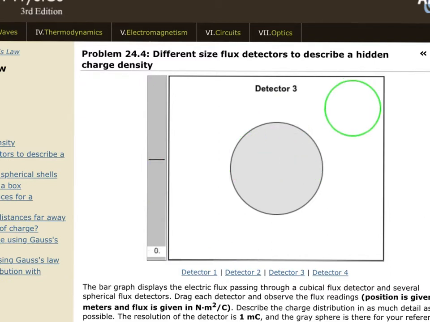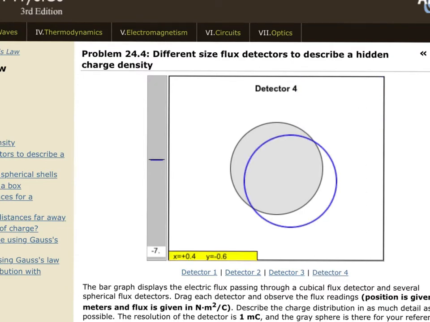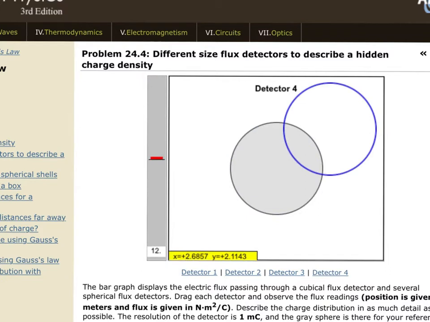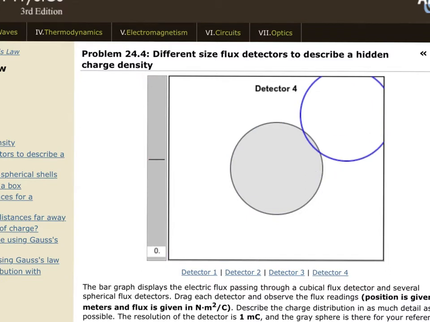Then let's go to the biggest one. And what does that tell us? That tells us if I surround the whole gray sphere, I'm getting a flux of -1, basically almost 0. Let's go back to the other detector and put it on center. -10. Is that consistent with the other information we found? So there's really quite a bit of thought and investigation you can put into this.